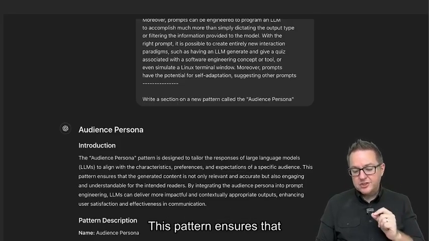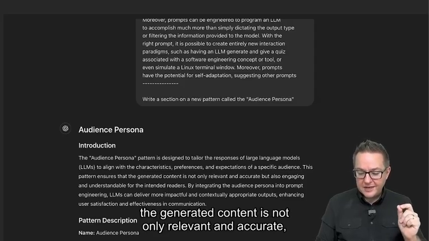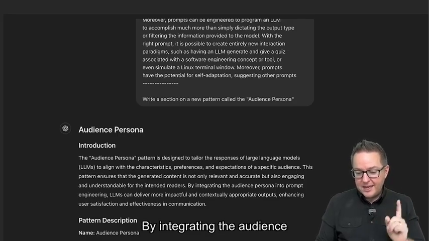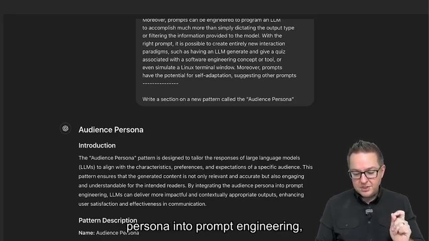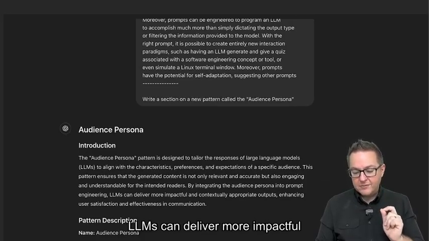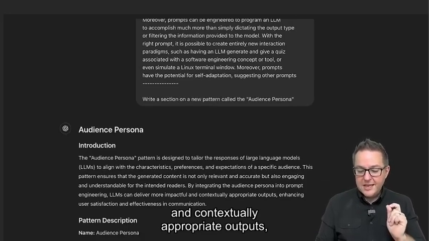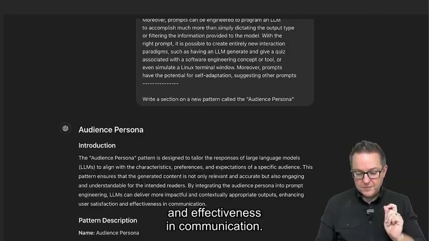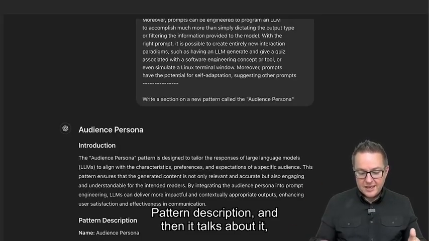This pattern ensures that the generated content is not only relevant and accurate, but also engaging and understandable for the intended readers. By integrating the audience persona into prompt engineering, LLMs can deliver more impactful and contextually appropriate outputs, enhancing user satisfaction and effectiveness in communication. Pattern description. And then it talks about it.